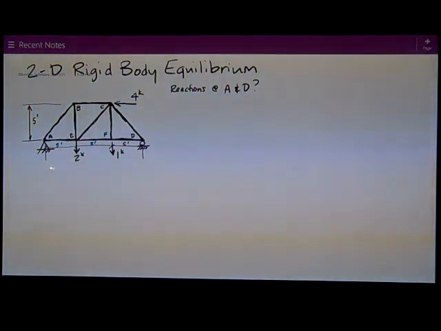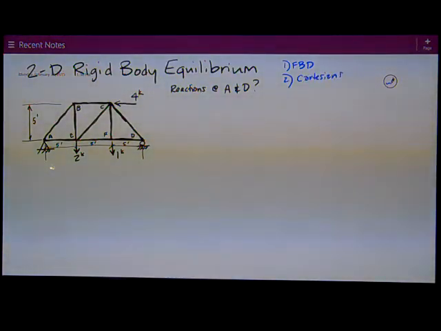Got another 2D rigid body equilibrium problem for you. And once again, whenever you see those words, I want you to remember those three steps: do a free body diagram, get everything in Cartesians, and do sum of moments, equilibrium, sum of moments, and sum of forces equals 0.